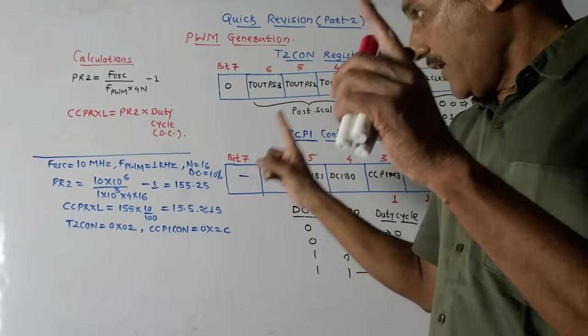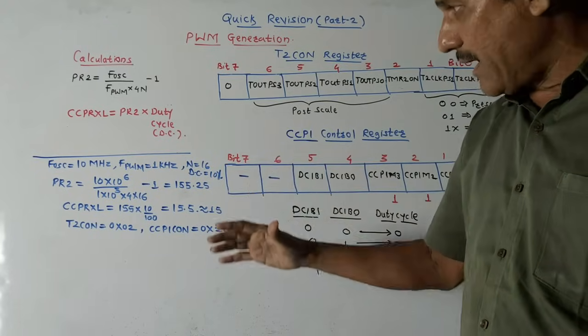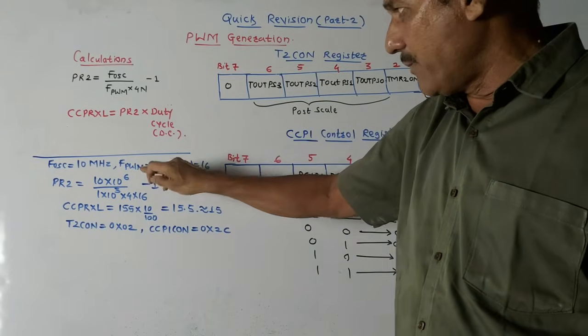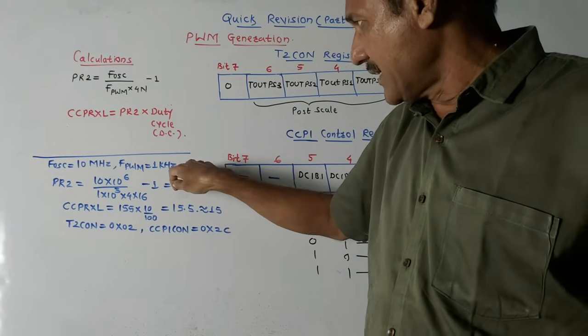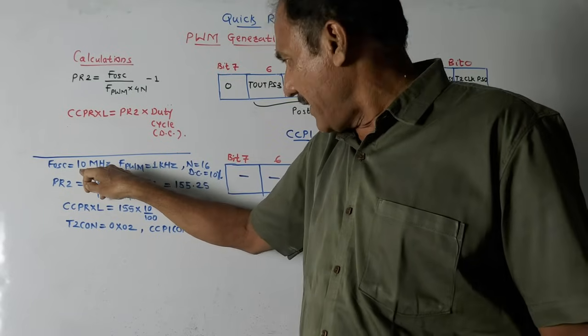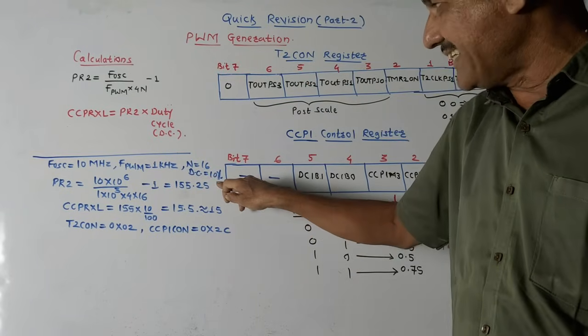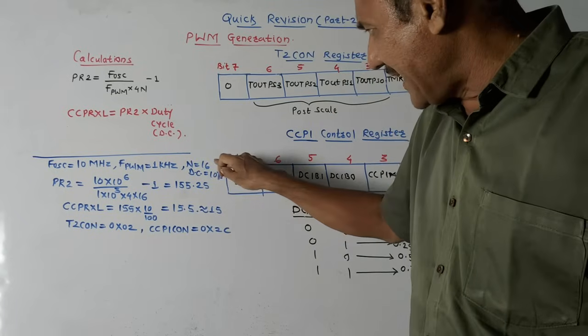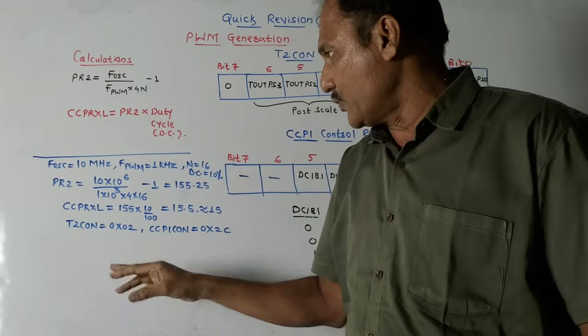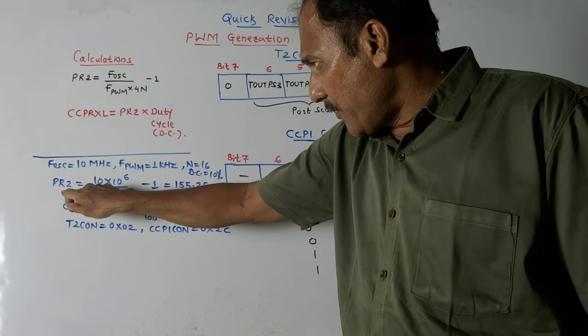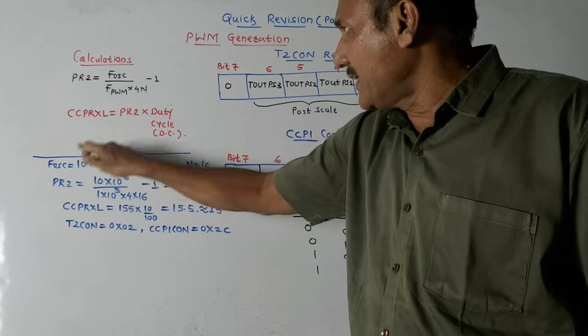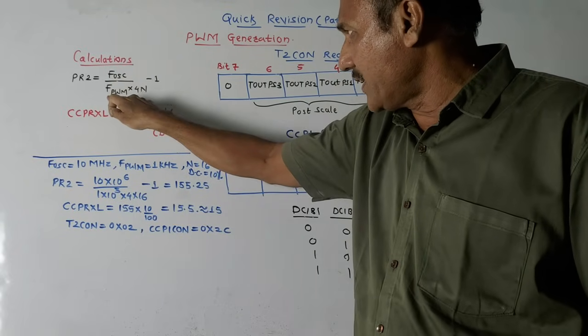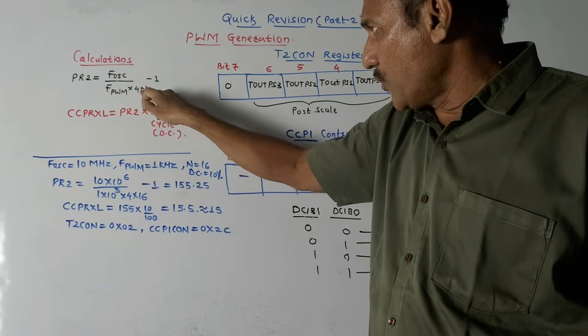For example, if it is mentioned, write a program to generate a PWM wave of frequency 1 kHz, given F oscillator is 10 MHz and required duty cycle is 10%. If prescale is not mentioned, let us assume prescale as 16, you can assume any value. Then let us perform the calculation of PR2. PR2 is, look at this formula, F oscillator upon FPWM into 4N.